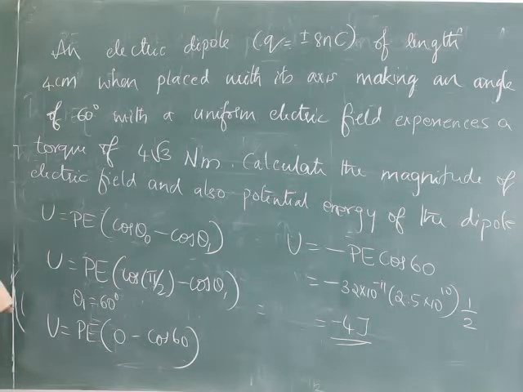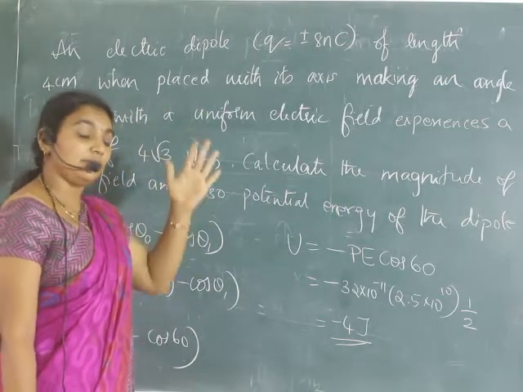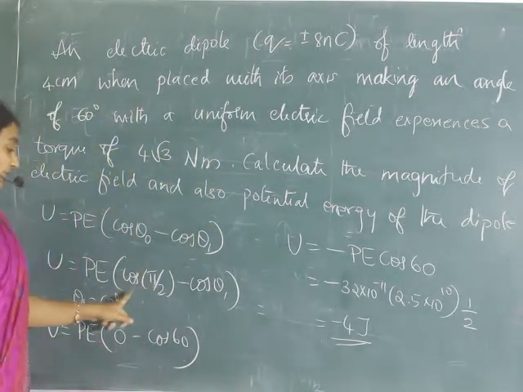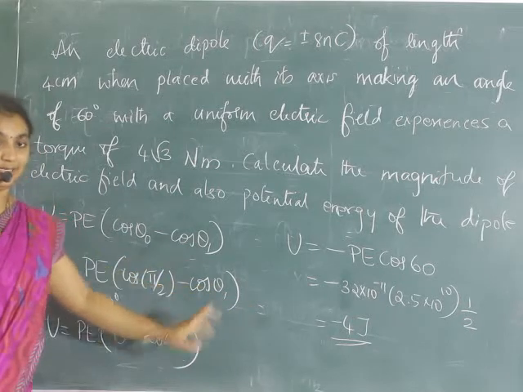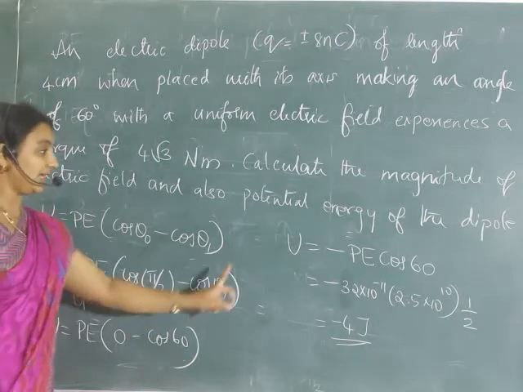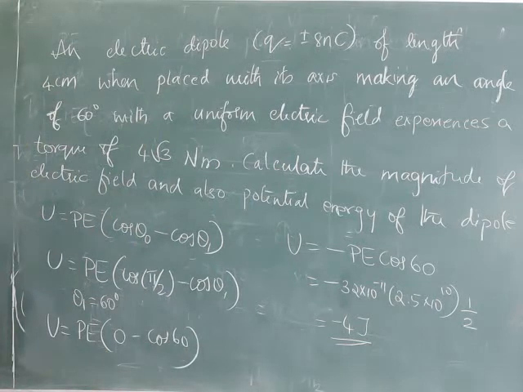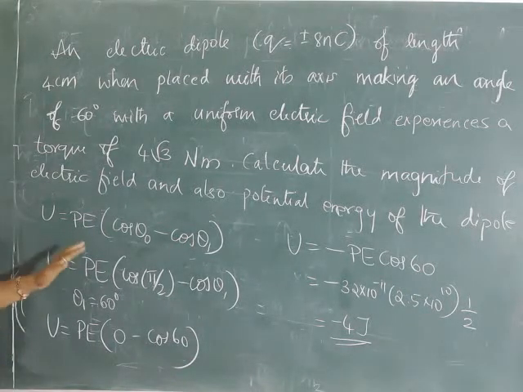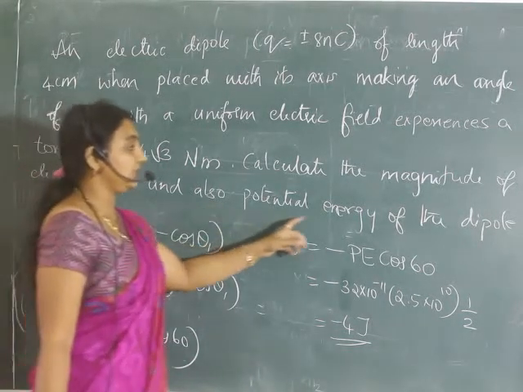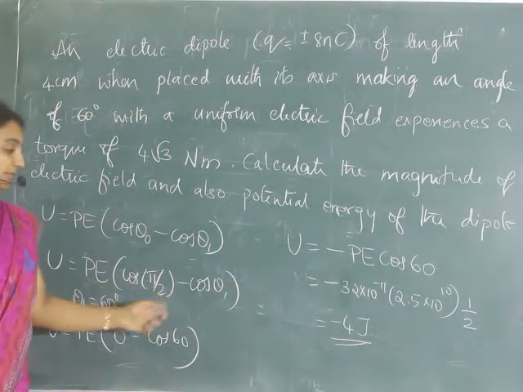From where to where? Theta naught to theta 1. It is actually electric field. If it is normal, then it is pi by 2. So we substitute from pi by 2 to theta naught. Therefore, cos pi by 2 is 0. Cos 60 is half. Substitute, you will get the answer. Okay. Next problem. For all the solving problems, to calculate the potential energy of the dipole, you have to take initially this theta naught as pi by 2, from there to theta 1.